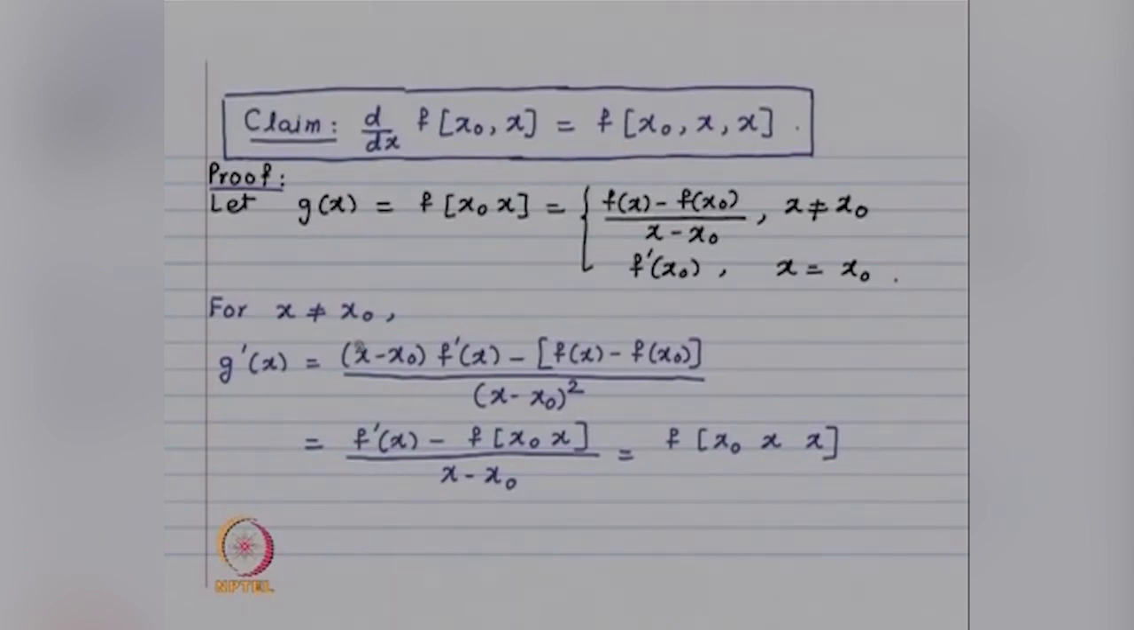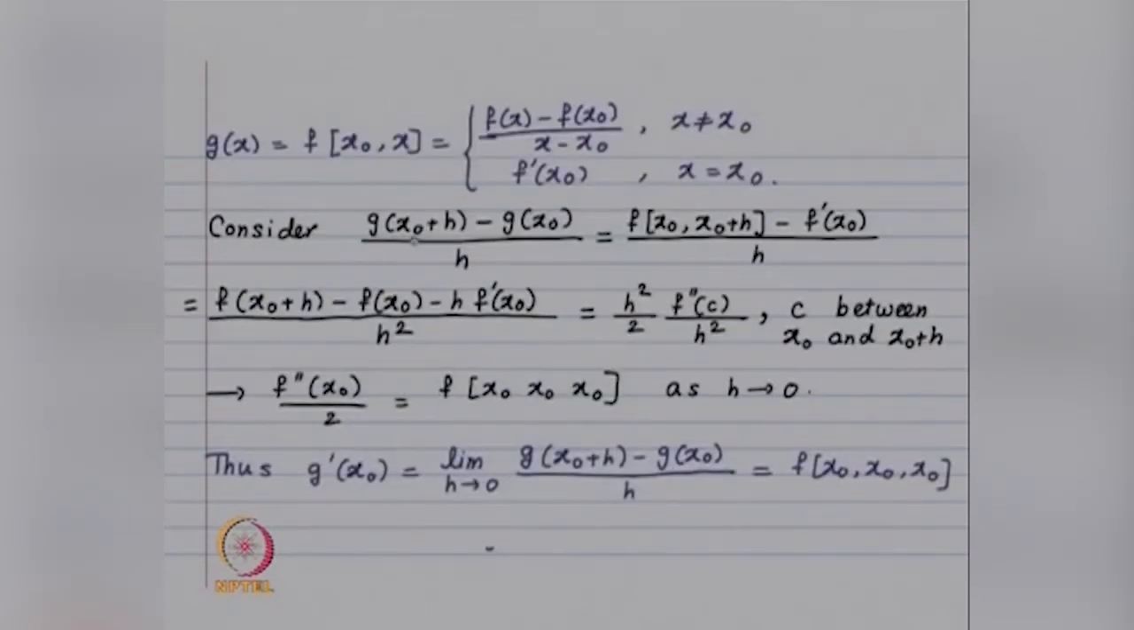Now, look at x is equal to x 0 and apply the definition. So, consider g of x 0 plus h minus g x 0 divided by h. This is going to be equal to, by our definition of g x, f of x 0 plus h minus g of x 0, which is f dash x 0, divided by h. This quotient is nothing but f of x 0 plus h minus f x 0 minus h times f dash x 0, and then divided by h square.